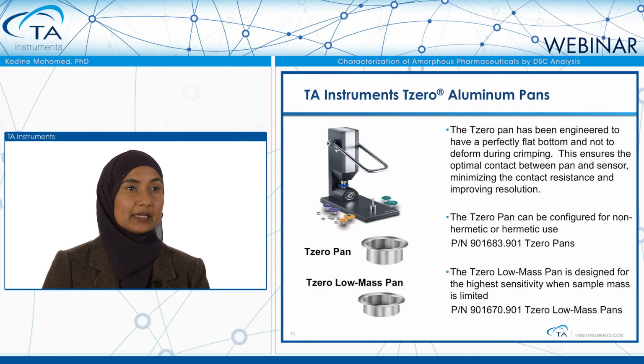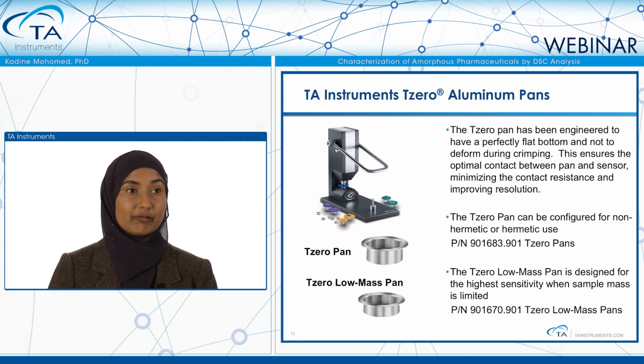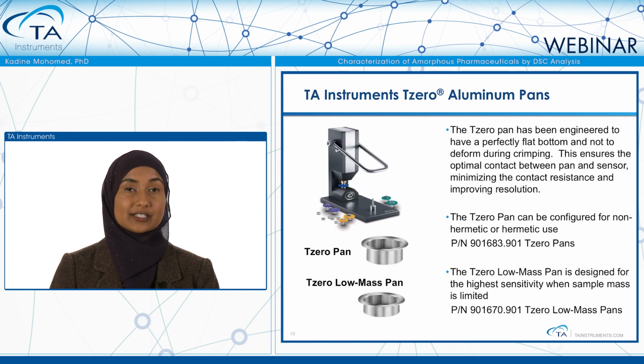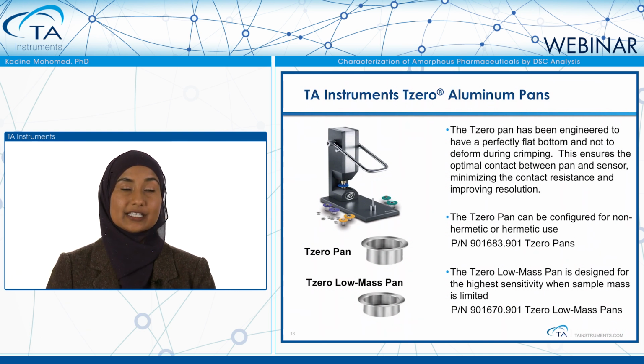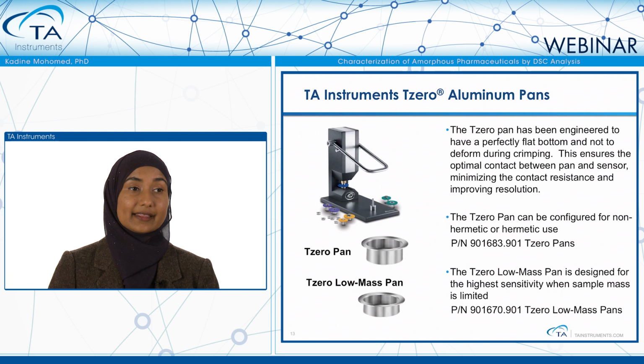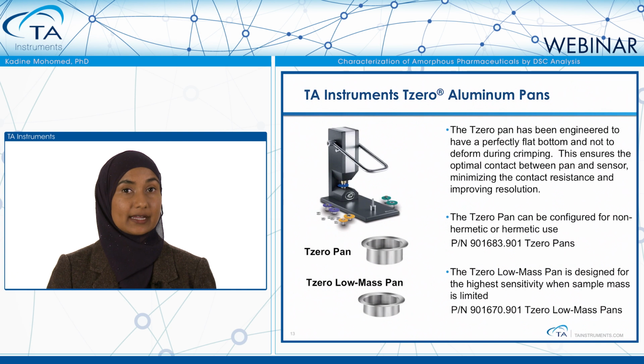So with this, let's look at some practical approaches to preparing the samples. We have here the Tzero press, and with it you have the options for different die sets. Here we're showing the Tzero aluminum pans, and these come in standard Tzero pans or the Tzero low mass pans. The Tzero pan has approximately 40 microliters of volume, whereas the Tzero low mass pan is about half of that. The low mass pan is used whenever you have a very limited amount of sample and would like the highest sensitivity in detecting your transition. With the low mass pan, you have less resistance to heat flow associated with the pan itself.